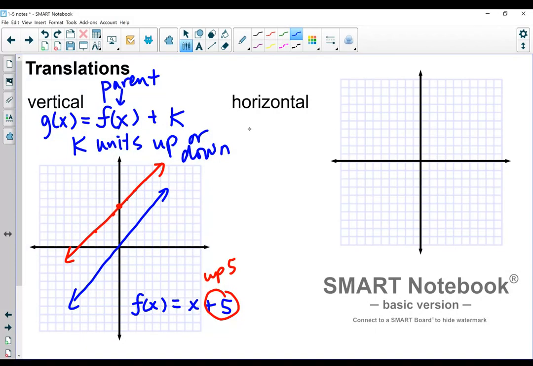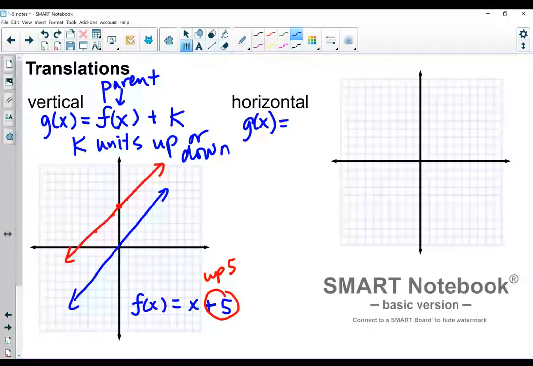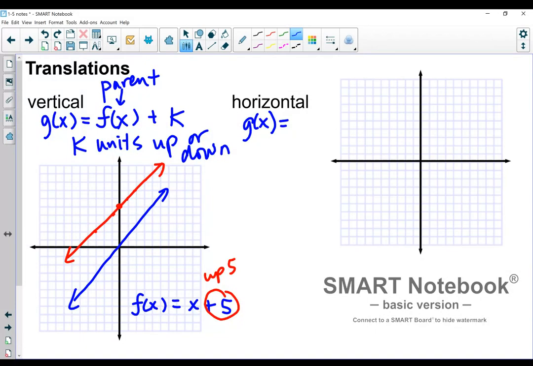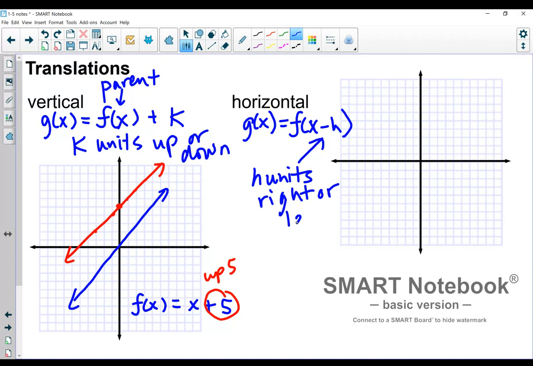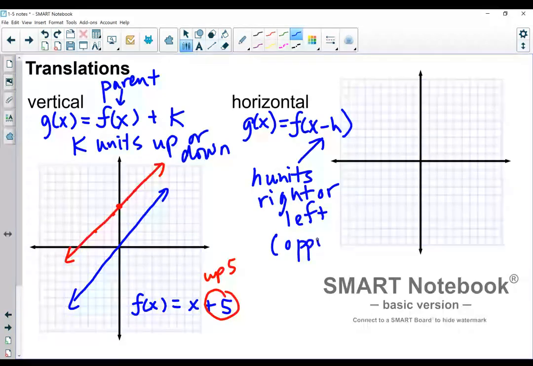Let's go ahead and write it out. Then I need to put whatever that is on the inside with the x of my parent function. So if my parent function is f of x, this would be f of x minus h. And it's going to move h units right or left, but it's always opposite in sign.